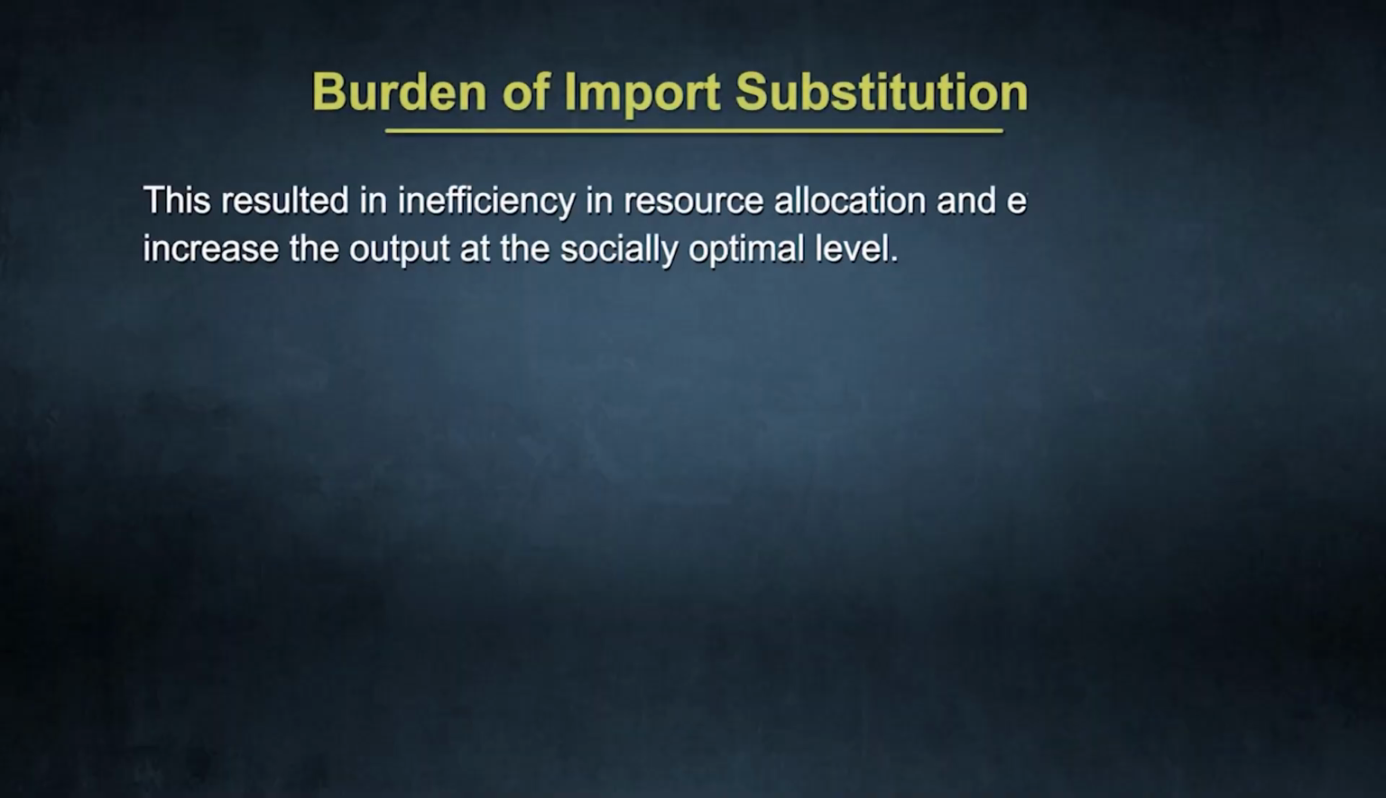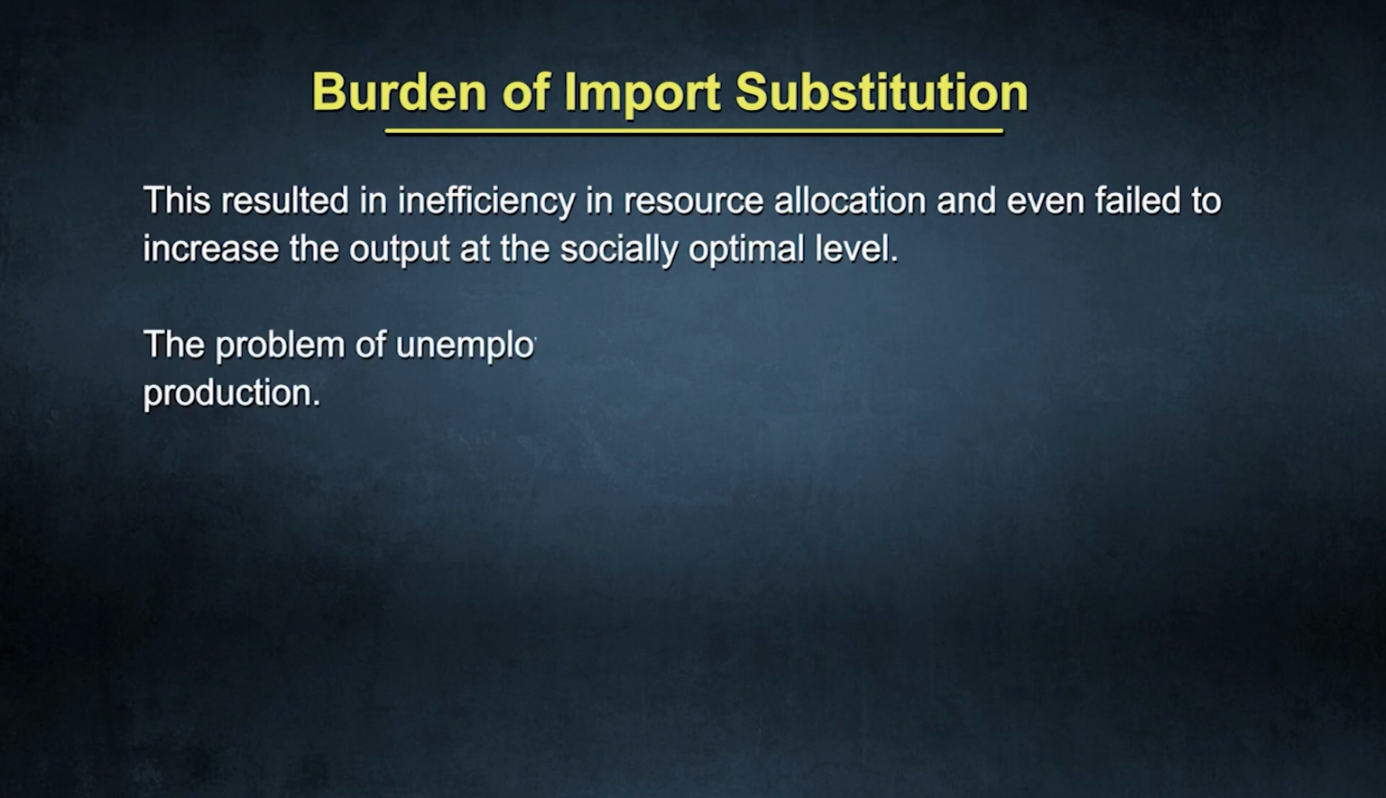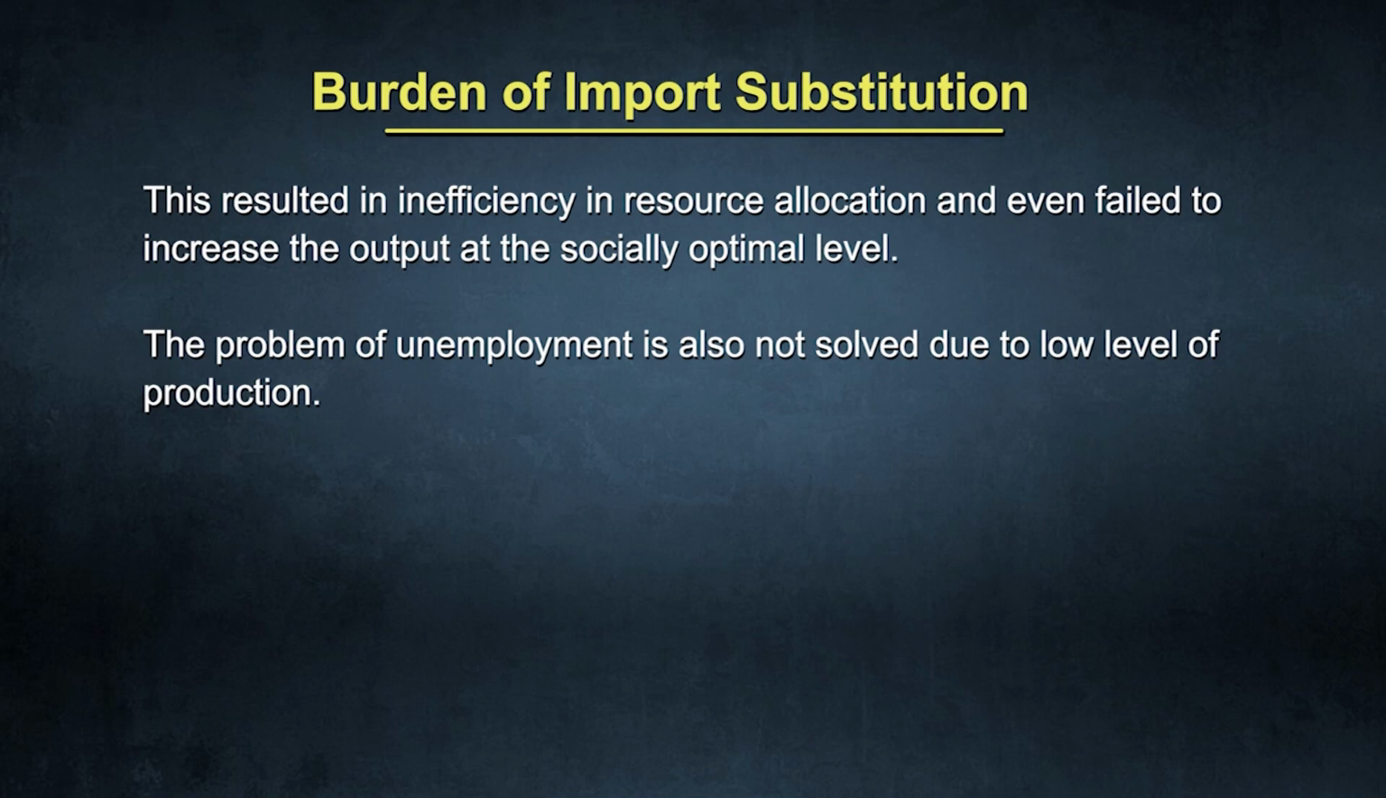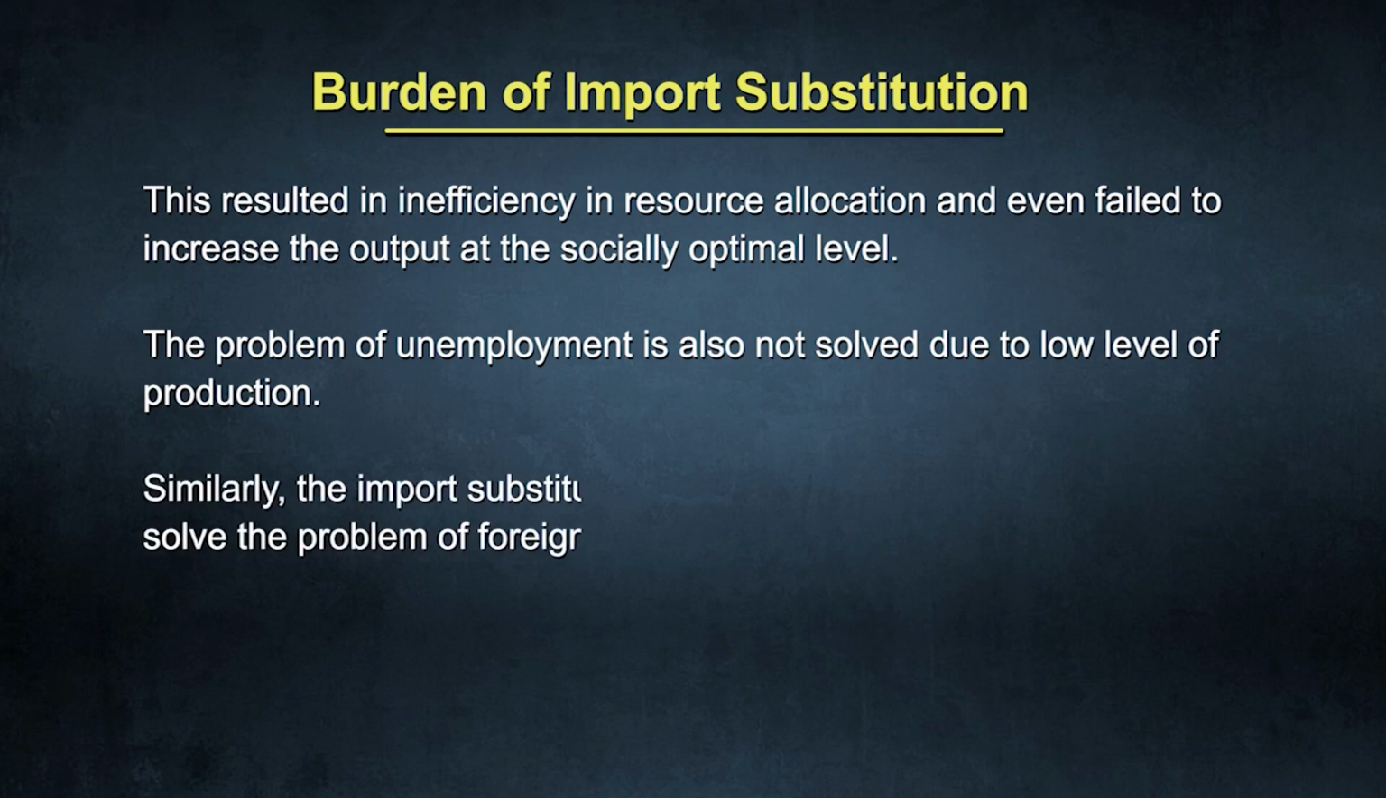Again, the absence of foreign competition and rampant corruption gave rise to a monopolistic domestic structure among the domestic producers. And this resulted not only in inefficiency in resource allocation, but this system also failed to increase the output to the socially optimal level. And naturally, the problem of unemployment is not solved with this lower level of production.